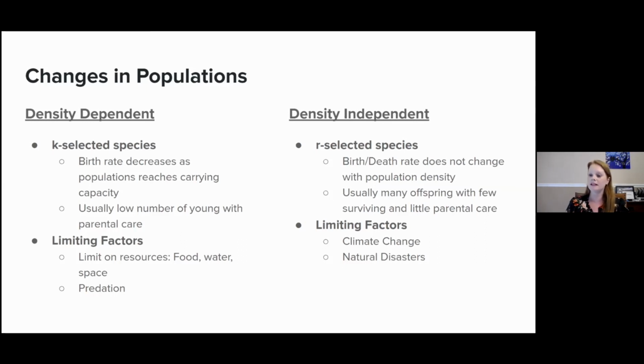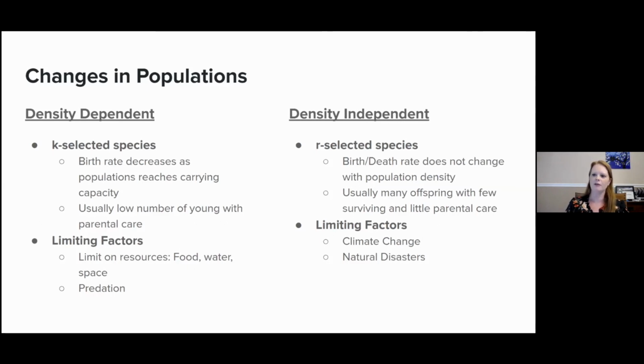But then there's also density-independent factors and species where the birth rate and the death rate changes, but it doesn't affect the population density, or it doesn't change with the population density. And so with those types of organisms, like I think of weeds, where you have lots of offspring all at once, and then very few of them actually survive to adulthood. And so those limiting factors are density independent, which don't rely on population density, or things like climate change, natural disasters, which would then fluctuate the numbers based on external factors, not necessarily density.